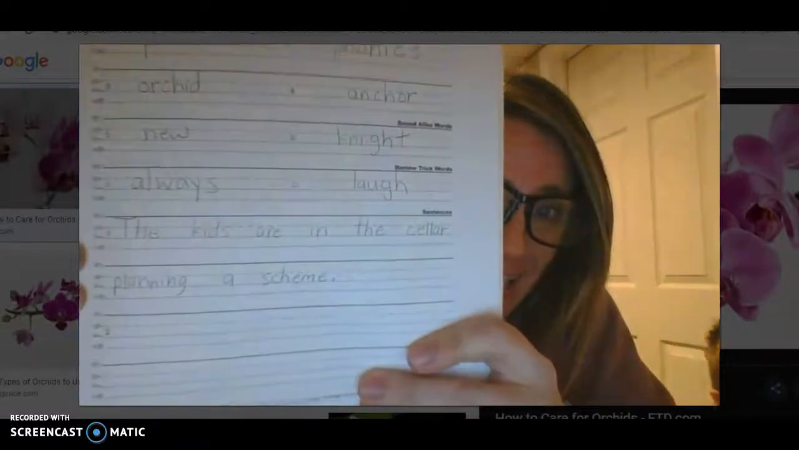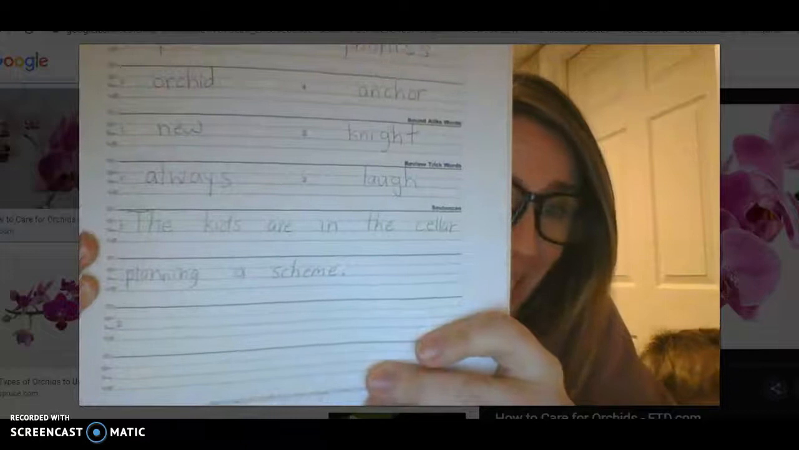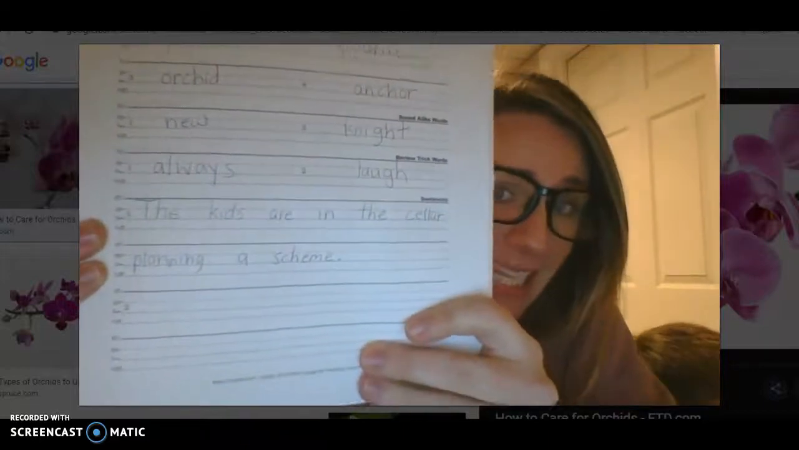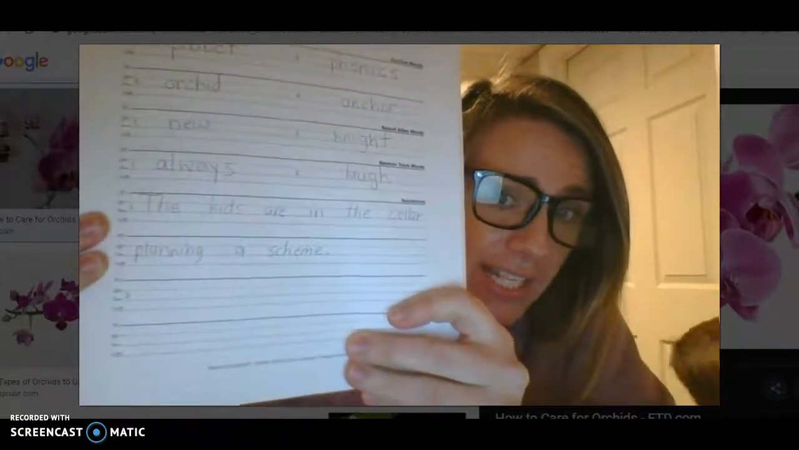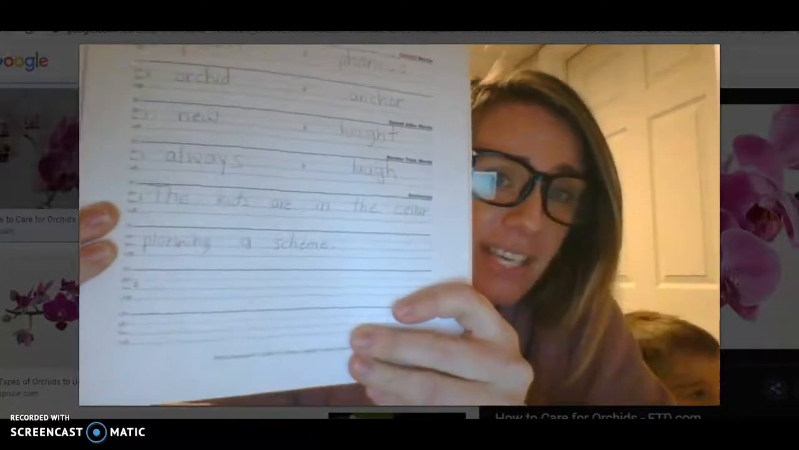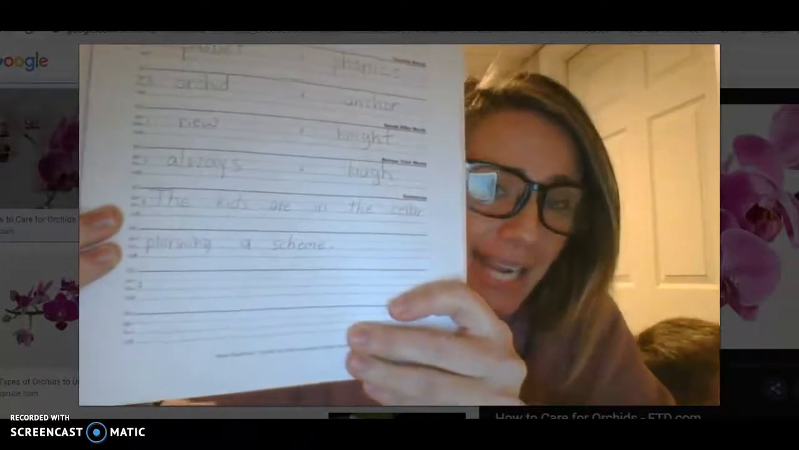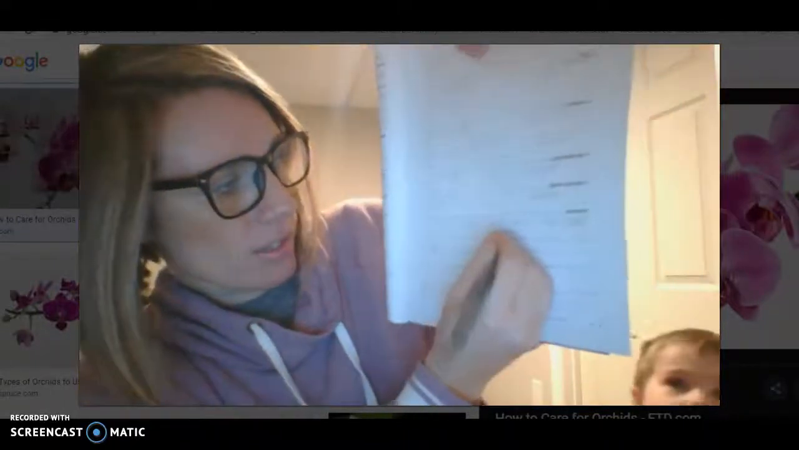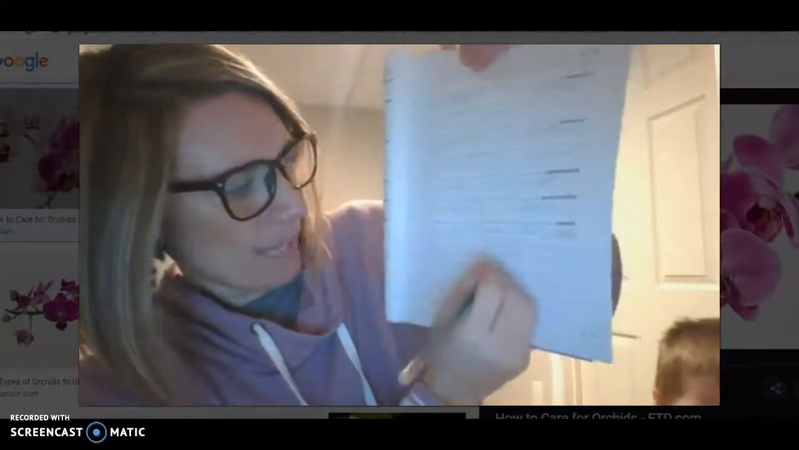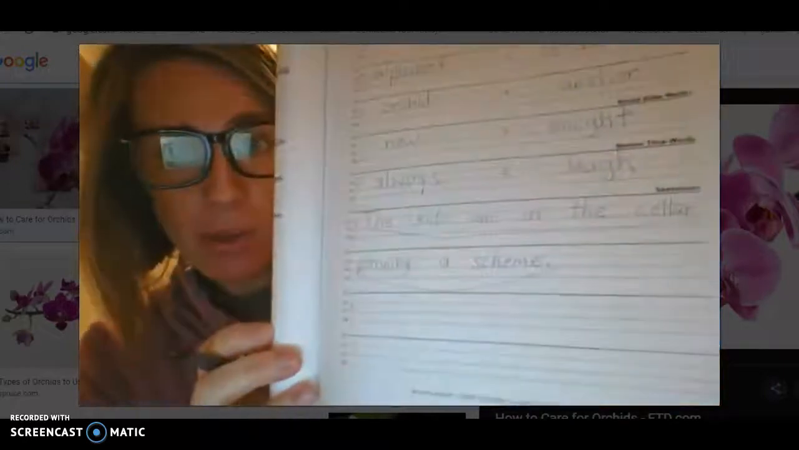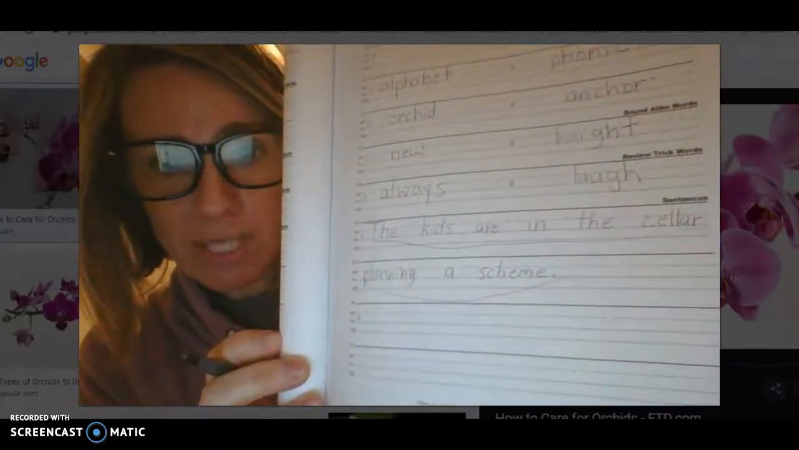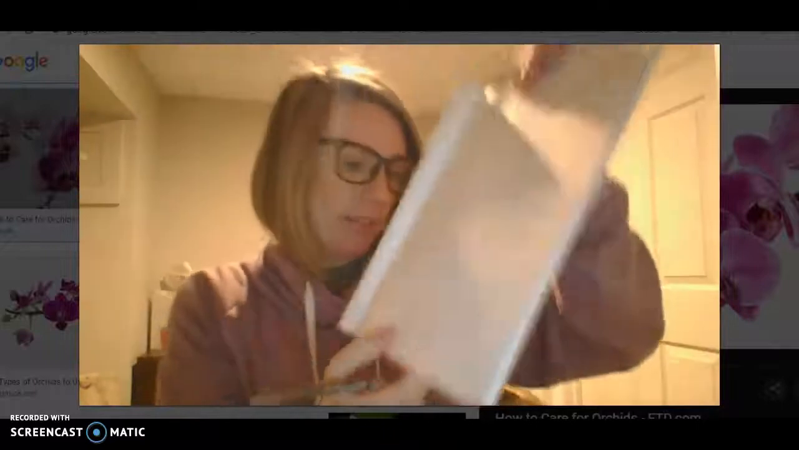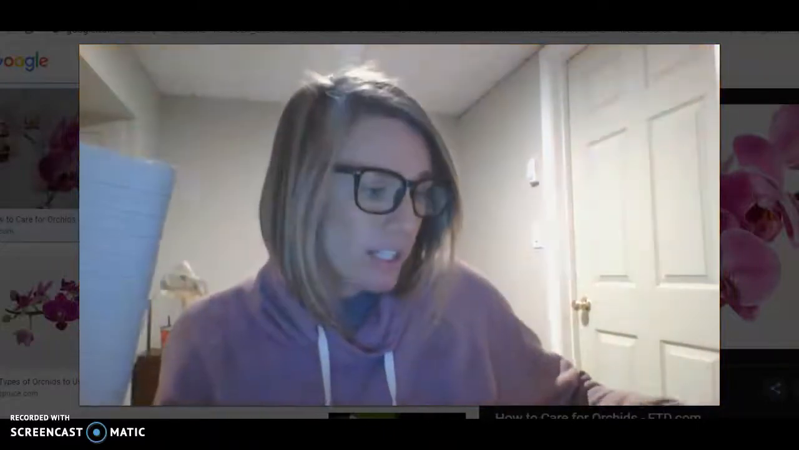Cellar is C-E-L-L-A-R. Planning, you had to double the N, and scheme has the CH and its vowel consonant E. The kids are in the cellar planning a scheme. Let's scoop it and read it smoothly. The kids are in the cellar planning a scheme. Okay, fix up anything you need and read that smoothly. And then let's go to our very last sentence for today.